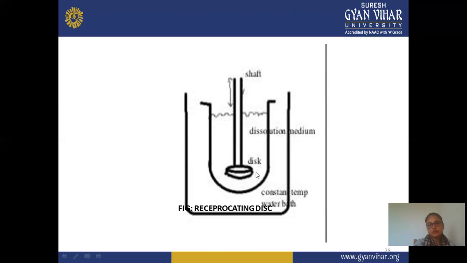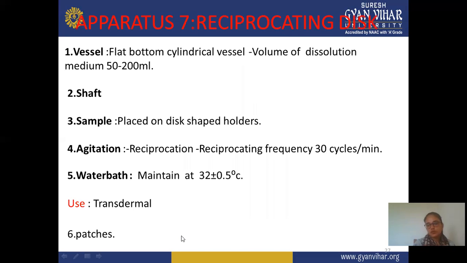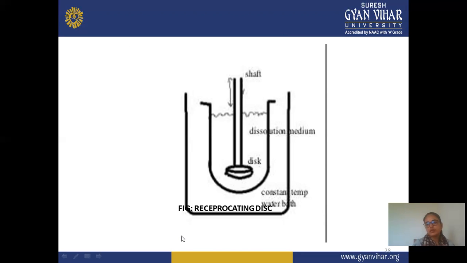You put a buffer solution, and on the disc you put your patch. Maintain a constant temperature of this dissolution medium or buffer medium, and after that your drug is released slowly from this patch at particular time intervals, and the rotation is, I think, 30 rpm, or not 30 rpm but 30 cycles per minute is required for this type 7 apparatus.